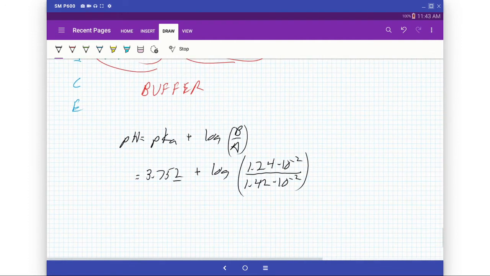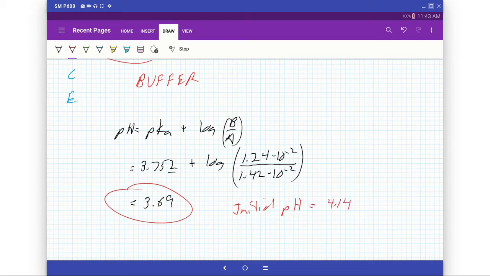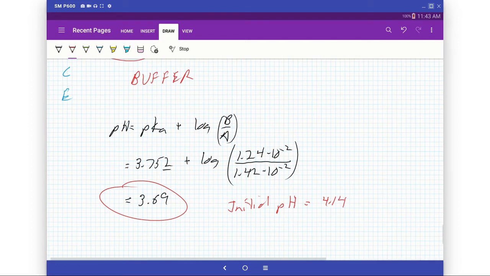And when we do this and plug the values in, we get a pH of 3.69. So the initial pH, just to remind you, was 4.14. That was the initial pH of the buffer. And adding acid dropped the pH to 3.69, which is a much smaller drop than going from 7 to 1.19.